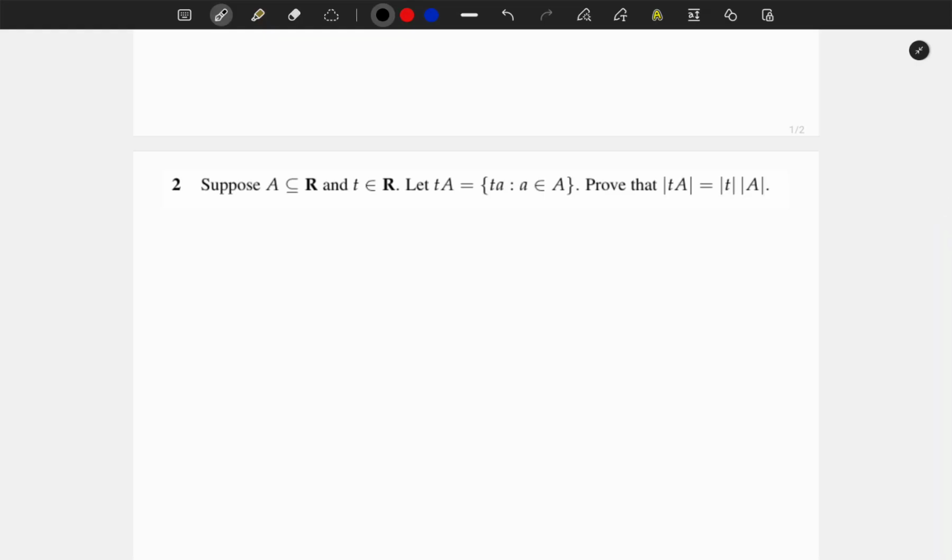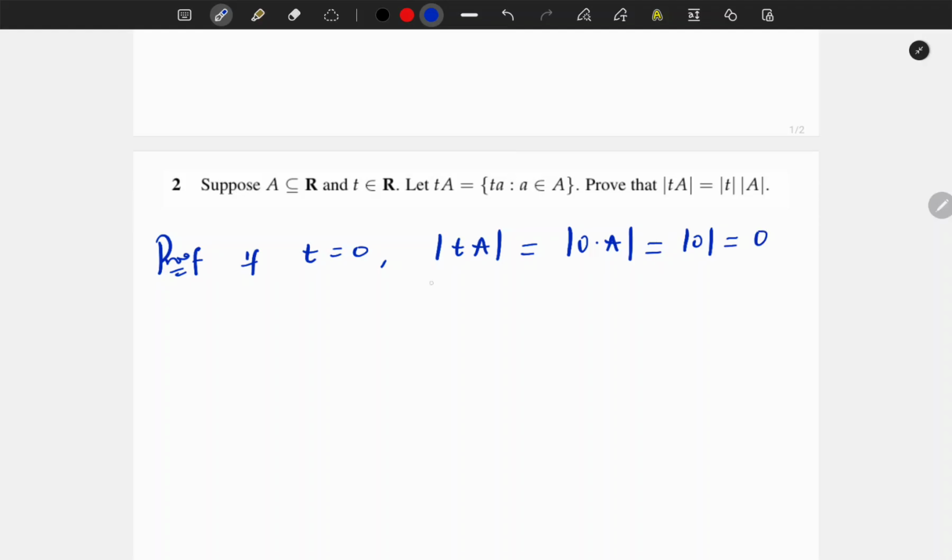So question 2: suppose A is a subset of R and t belongs to R. Let tA be defined as the set of ta such that a belongs to A. So we have to prove that the outer measure of tA is equal to the absolute value of t times the outer measure of A. So note the proof: if t is equal to 0, then trivially the outer measure of tA will be the outer measure of 0, which is equal to 0, and then mod t times the outer measure of A is 0 times the outer measure of A, and this also equals 0. So trivially, if t equals 0, that actually holds.